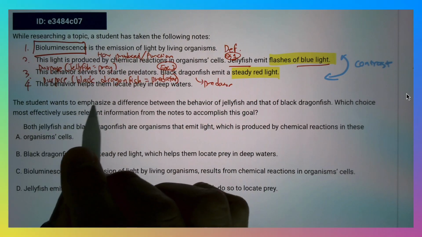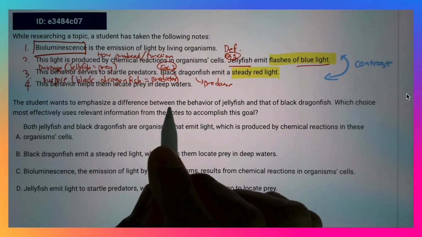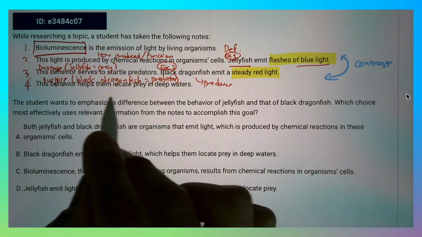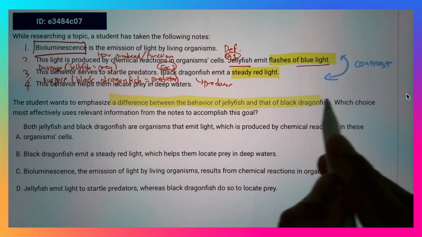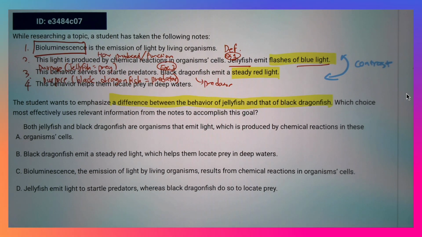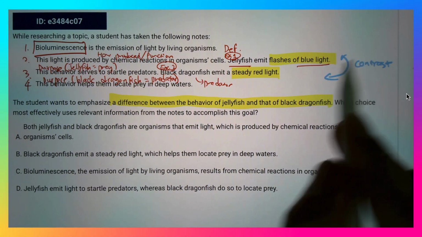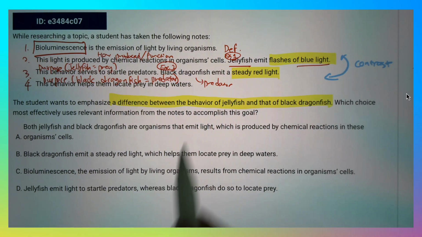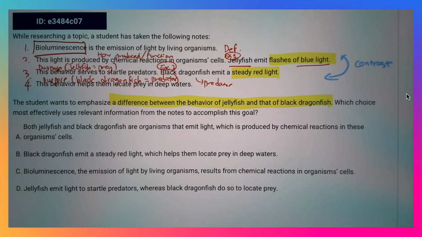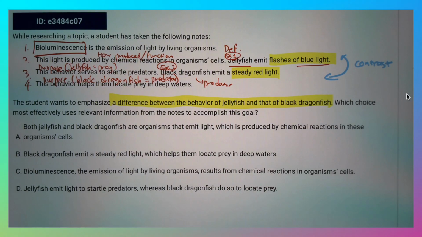The student wants to emphasize the difference between the behavior of jellyfish and black dragonfish. I already highlighted that. They have two different modes of using the bioluminescence. So we have to answer this highlighted part. Which choice most effectively uses the relevant information?